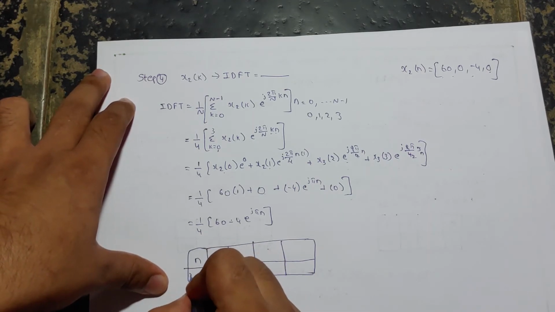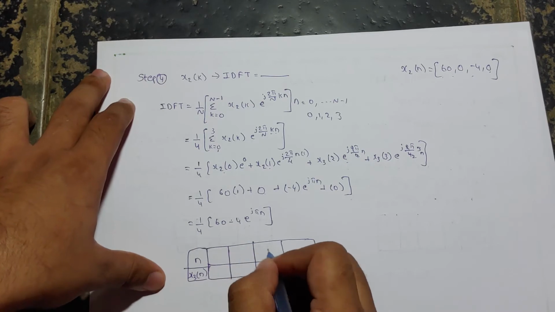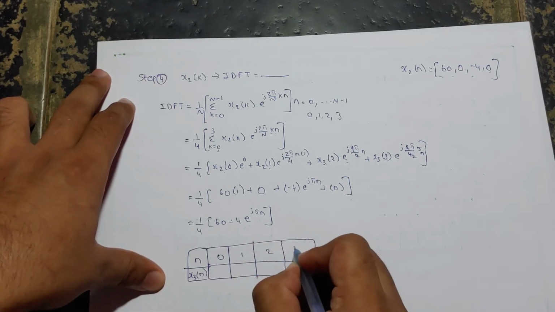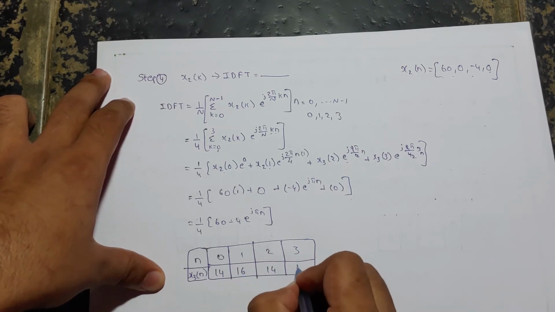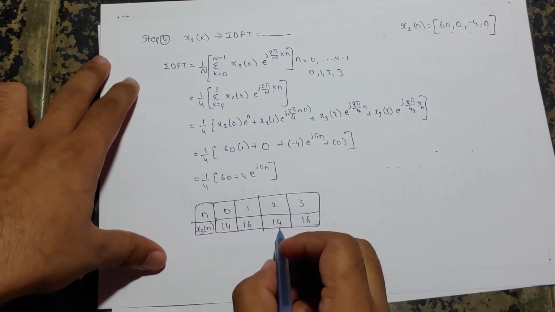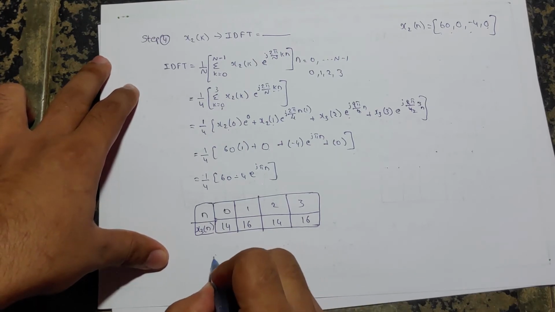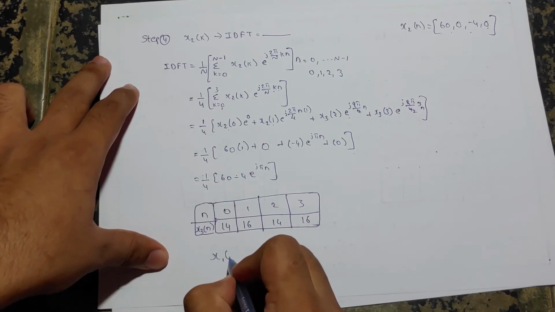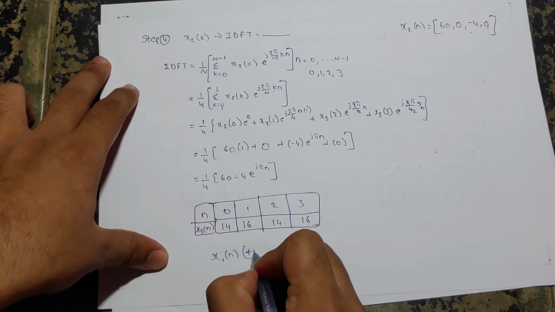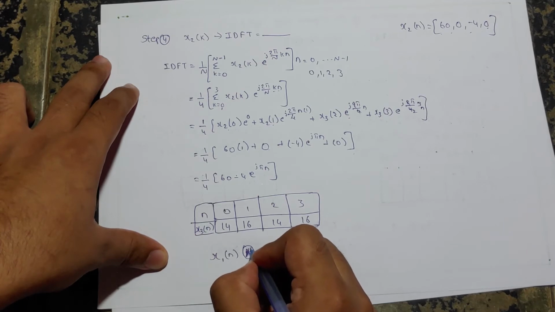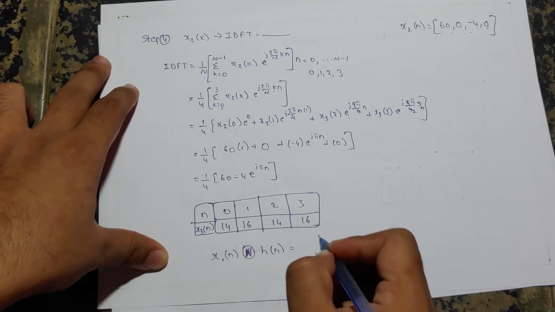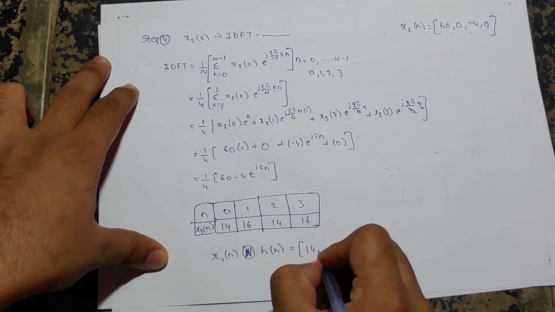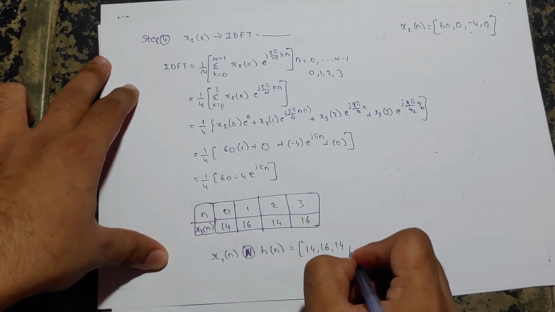N values x3 of n from 0, 1, 2 and 3. We will end up with 14, 16, 14 and 16. Finally we came to a result that the circular convolution of x1 of n, the convolution symbol is this, or you can write it like this, circular convolution with h of n, is equal to 14, 16, 14 and 16.